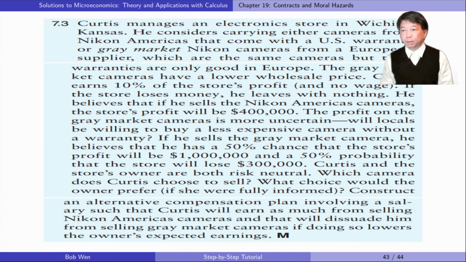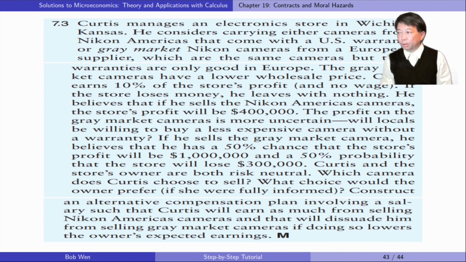Let's answer exercise 7.3. The manager considers carrying either cameras from Nikon Americas that come with US warranty or gray market Nikon cameras from a European supplier, which are the same cameras but their warranties are only good in Europe. The gray market cameras have a lower wholesale price. The manager earns 10% of the store's profit. If the store loses money, he gets nothing.